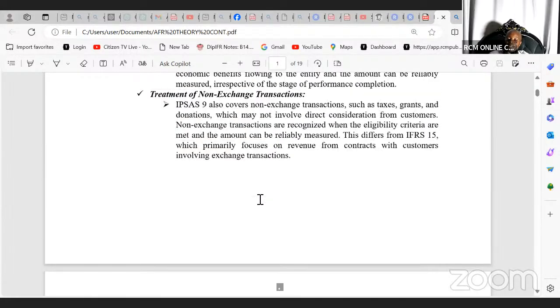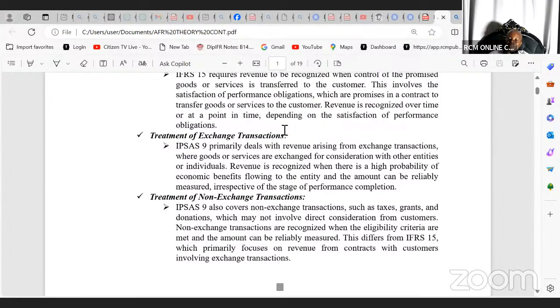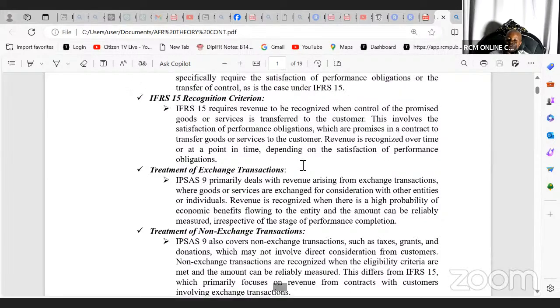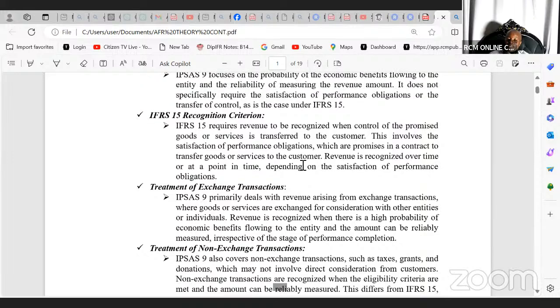Now, ladies and gentlemen, please listen to me very well. If you understand this, then you will have understood the entire concept of IPSAS 9 and IFRS 15.